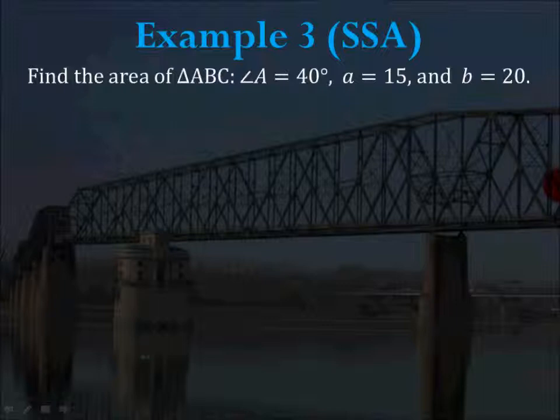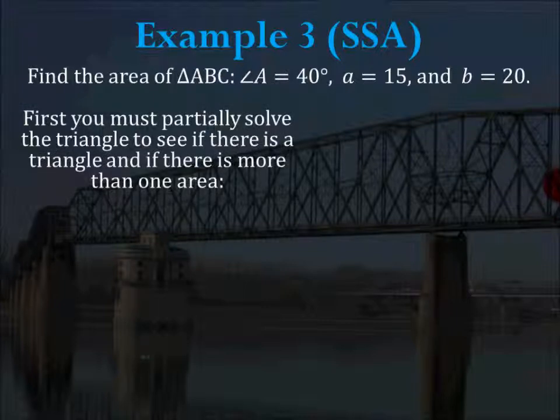Well, remember, when we were solving for triangles, if you had an SSA, you had 0, 1, or 2 possible triangles. If you have more than one triangle, you have to find the solution to all triangles. Likewise, when you figure out the area of the triangle, you have to find the area of all possible triangles. So the first thing you want to do is partially solve the triangle to see if there is a triangle and if there is more than one possible area.